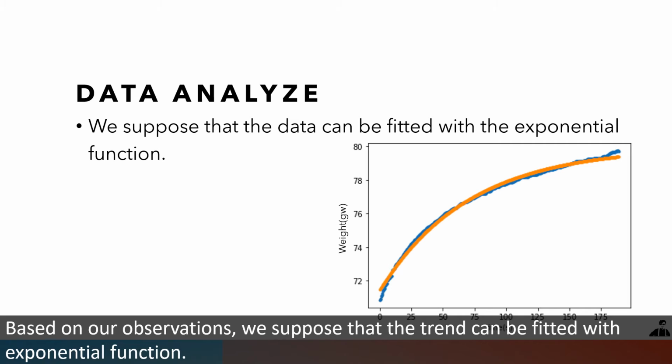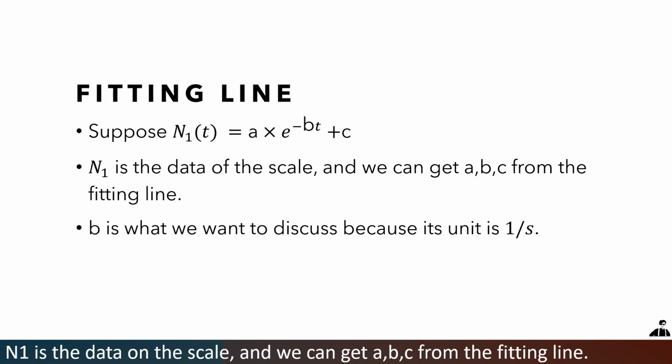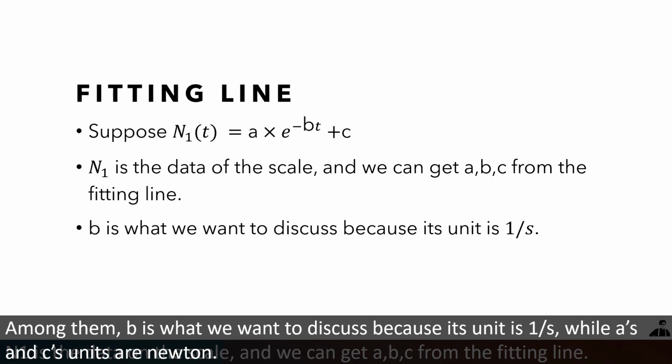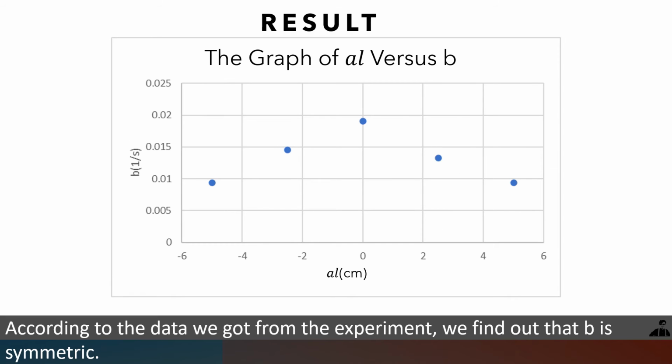Based on our observations, we suppose that the change can be fit with an exponential function. We suppose the relationship between N1 and time as the PowerPoint shows. N1 is the data on the scale, and we can get A, B, C from the fitting line. Among them, B is what we want to discuss because its unit is 1/s, while A's and C's units are Newton. According to the data we got from the experiment, we find out that B is symmetric.